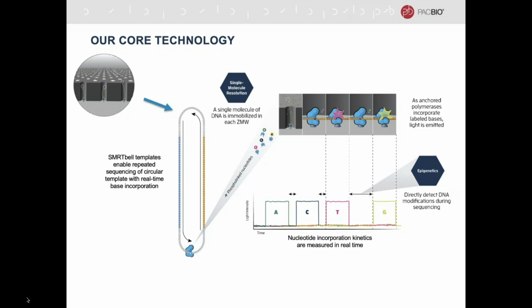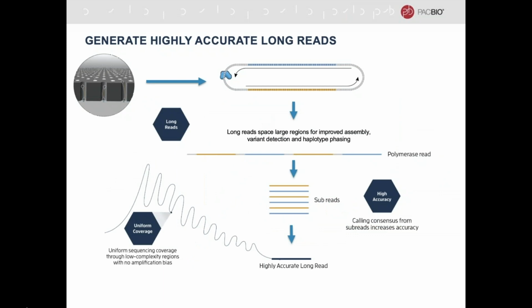And so you can see that with these hairpin adapters, that creates a topologically circular molecule that when you look into it, we're able to go around that one single molecule multiple times. So we're going to get multiple passes around the forward and reverse strands, creating a very long polymerase read. And then we're able to break that polymerase read down into one single, very highly accurate read. And you're going to have uniform coverage throughout that entire read through low complexity regions, and there's not going to be any amplification bias that comes with it.